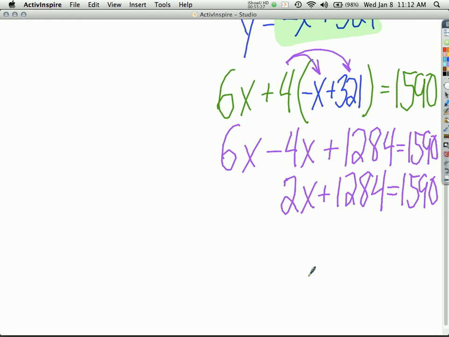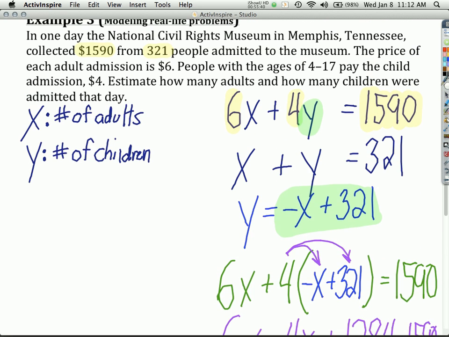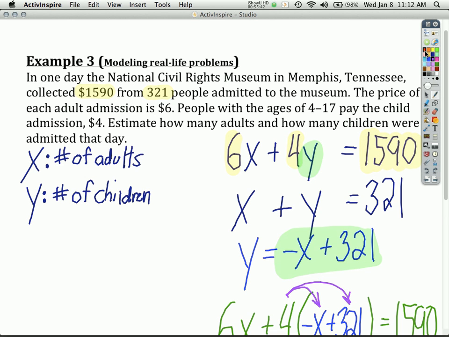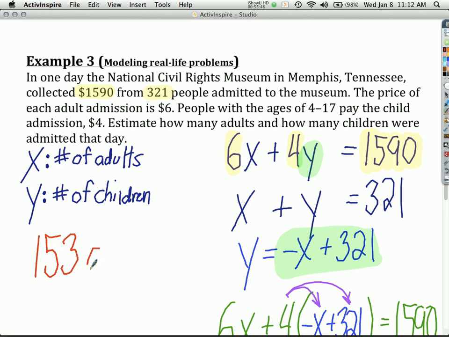Good, we got 5 people who figured it out, 6, 7. Go ahead, Maria. Yep. X equals 153. So what that means is on this day, 153 adults attended.